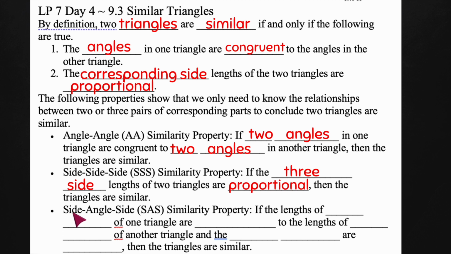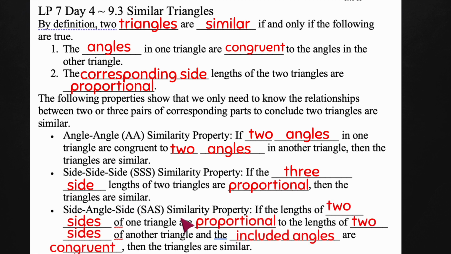So we also can use side-angle-side. If the lengths of two sides of one triangle are proportional to the lengths of two sides of another triangle, and the included angles are congruent, then the triangles are similar. So this one's a little bit different. We're going to get to see this on the next screen so that we can actually see what it looks like. But we read it literally the way we see it. We have one side, the angle that's literally created in between the side and the side. So it's side, angle, side.